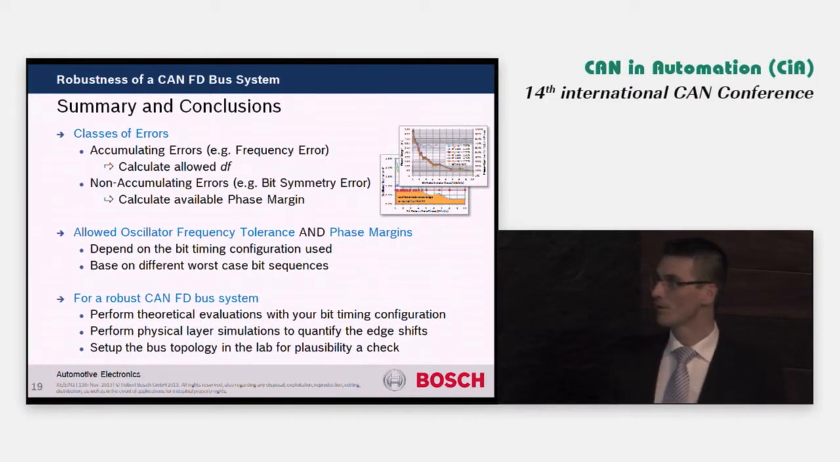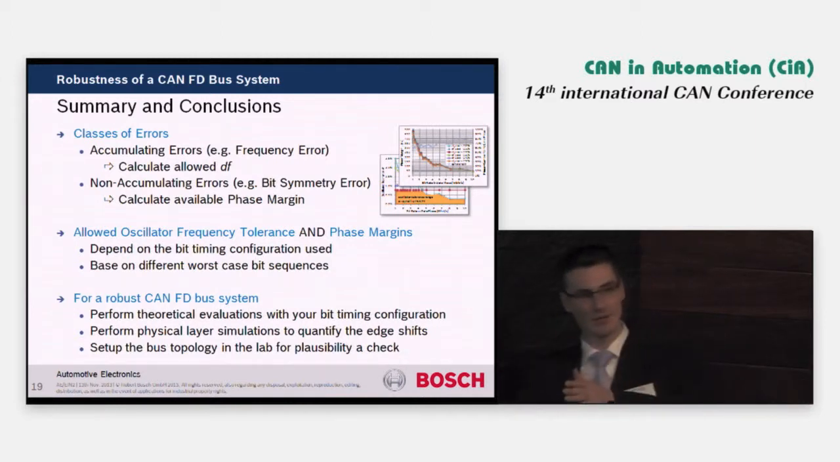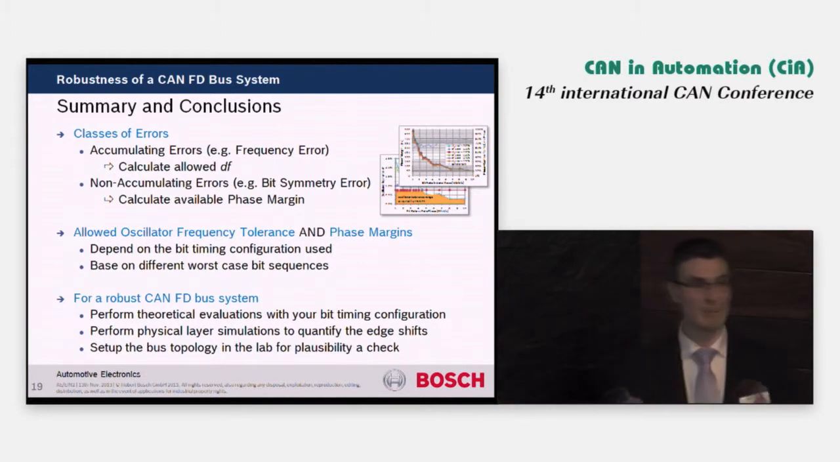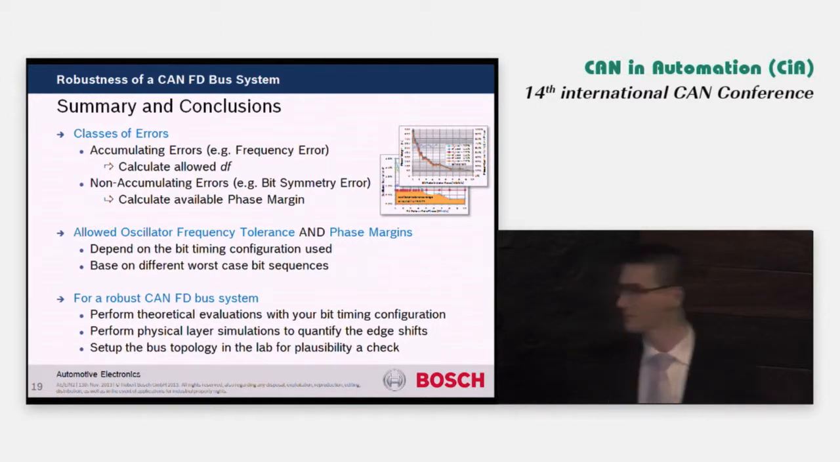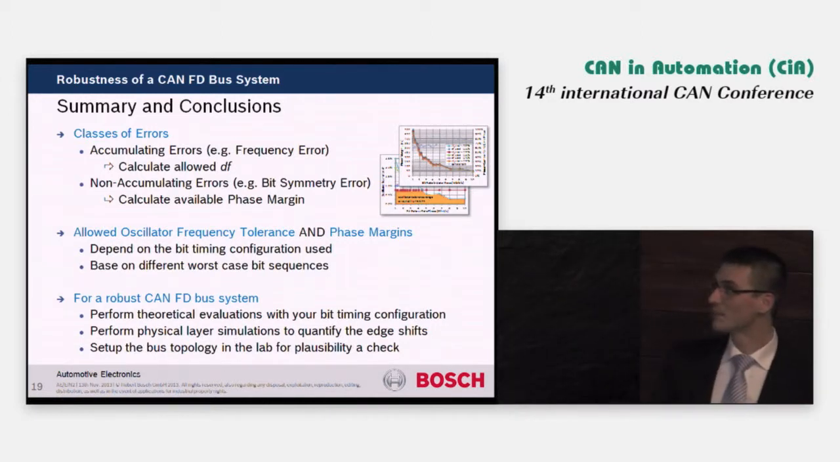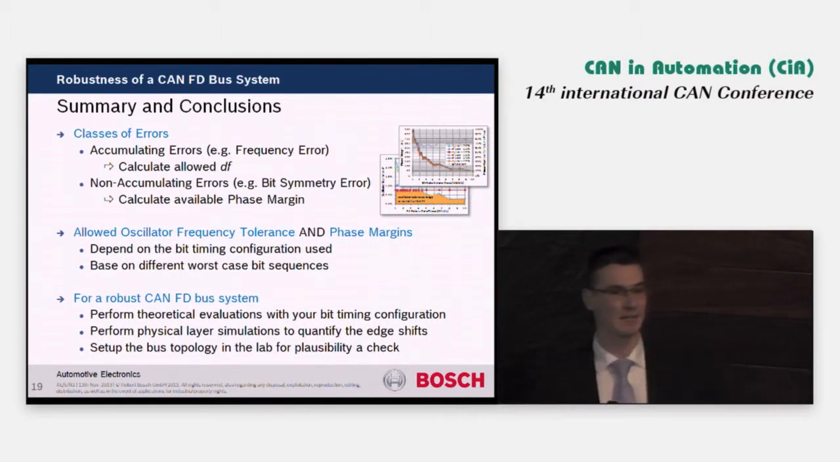Both oscillator frequency tolerance and phase margin depend on the bit timing configurations I use. So everybody has to calculate this for his own bit timing configurations. You can't just check my curves. They won't be correct for you. So everybody has to calculate this. And both oscillator tolerance and phase margin are based on different worst case bit sequences.